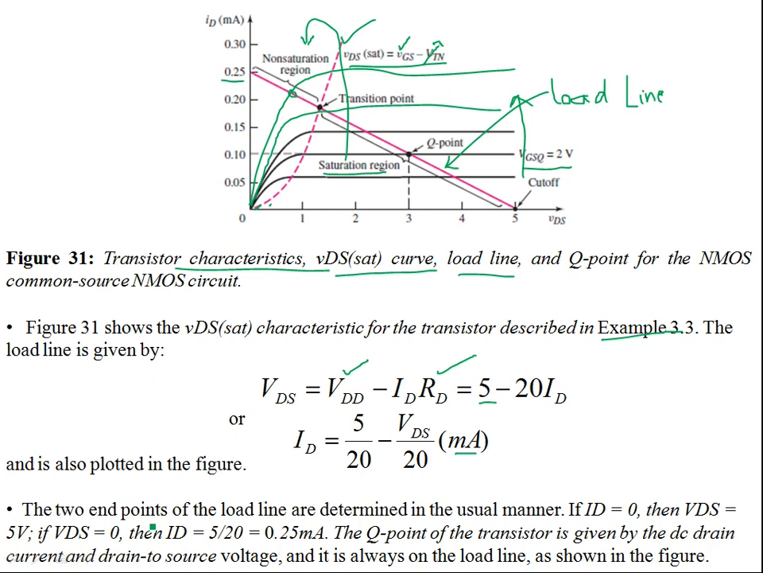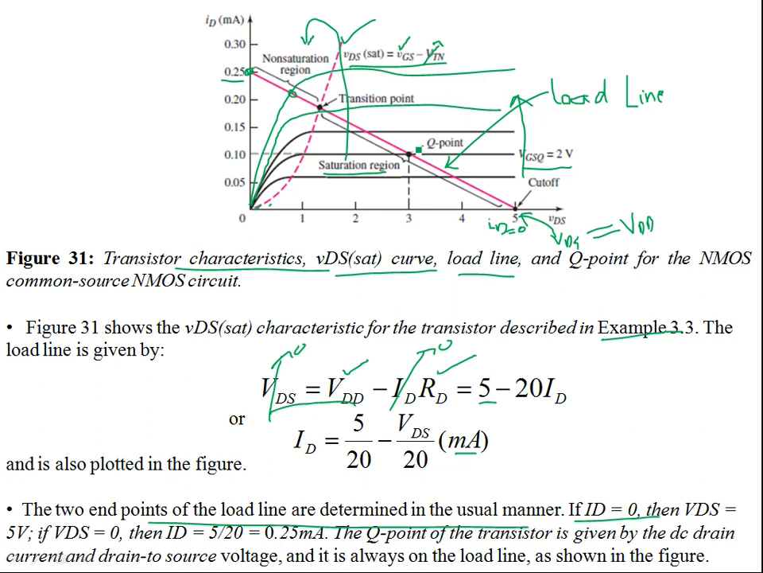So you see the two ends of the load line are completely determined in the usual manner. If ID is 0, which is the case over here, you see the ID is 0 over here. When VDS becomes equal to VDD, that's where it intersects with the x-axis or the bottom axis. So if I make ID 0, your VDS is simply equal to VDD. And in that case, you have one point. The other point can be found if you set VDS equal to 0, and for that, you have this point.